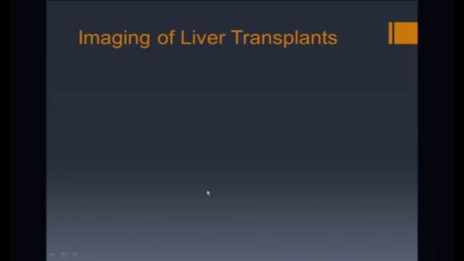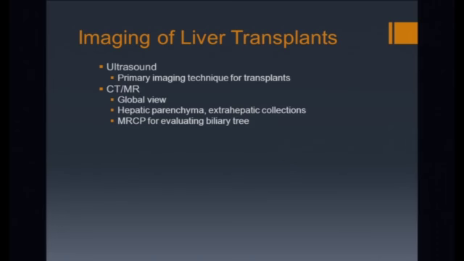Imaging of liver transplants is performed with ultrasound as the primary imaging technique. CT and MR provide a global view for evaluating the whole of the liver parenchyma and is more effective than ultrasound for evaluating extrahepatic fluid collections. MRCP is particularly useful for evaluating the biliary tree.